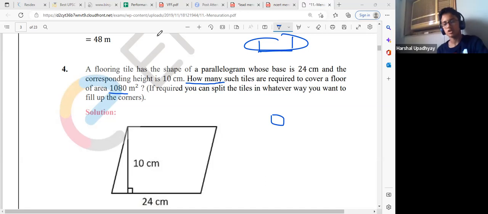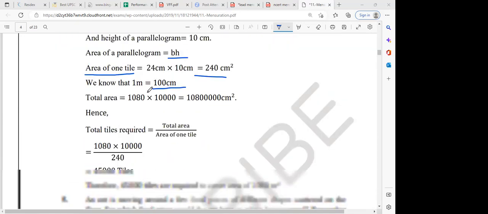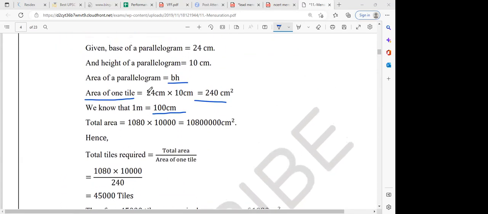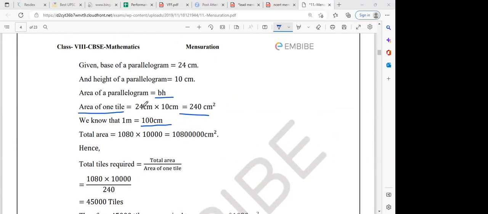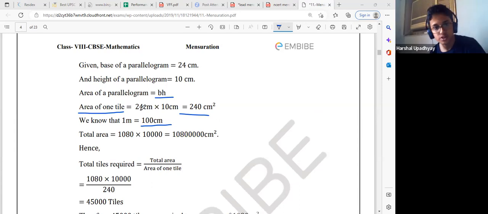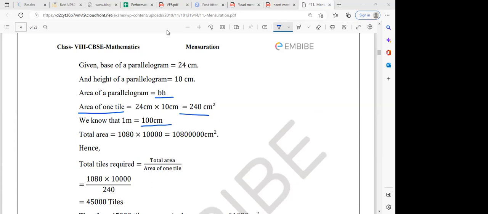Ma'am, is the answer 45,000? 45,000. Yes. You wrote it like this only, Swar? Ma'am, I will have to check. Check it. Why? Because writing in this format is very much important. You won't be getting marks for the answer alone.